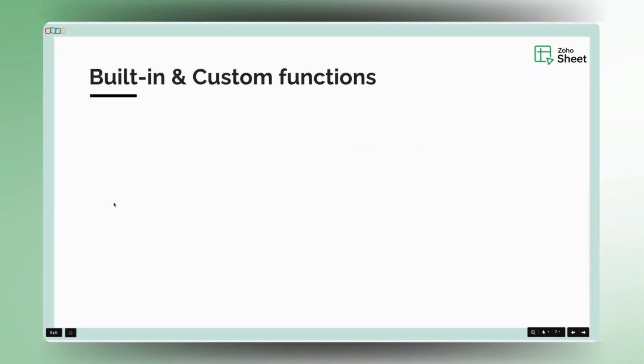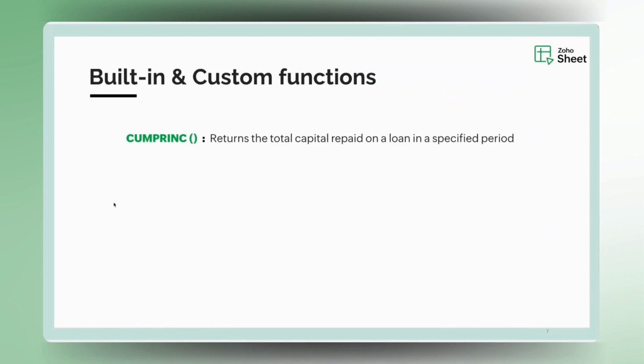Yes, Balaji. So in the finance world, having the right tools to calculate the loan payments is very crucial. We have several built-in functions in Zoho Sheet, along with custom functions that can simplify these things for the finance team. So let's dive into a few key functions. So we have the cumulative principal function. This returns the total principal, that is the capital repaid on a loan, within a specific period. It's great for tracking how much of your loan you have actually paid down.